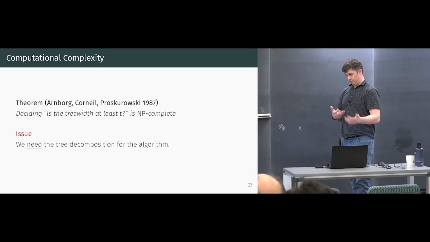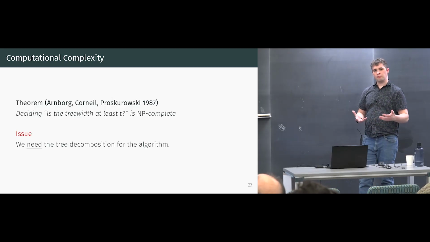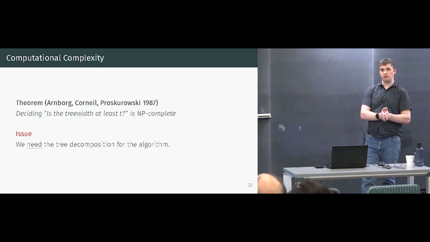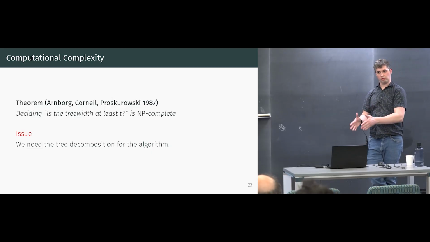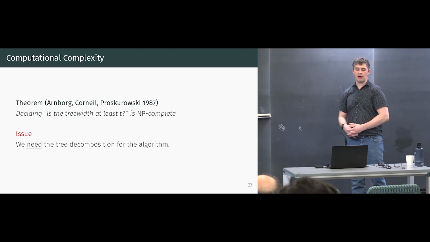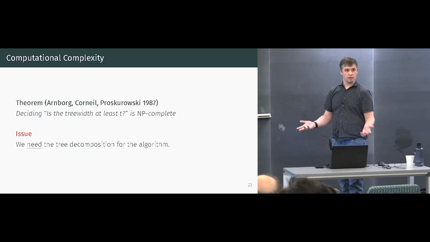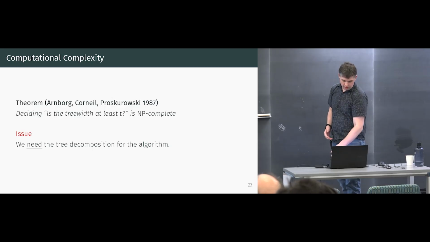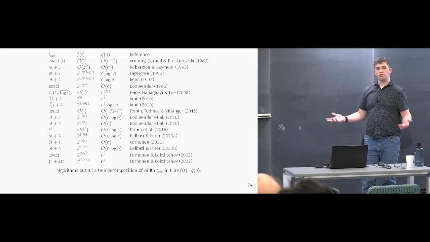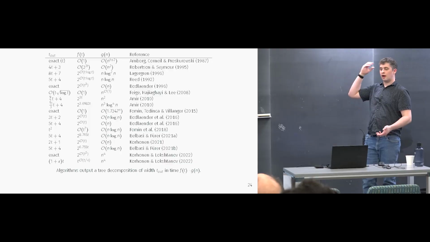And that's a little bit of a problem for the algorithm because we do need a tree decomposition in order to run it. It's not enough to just know what the tree width is. We need the actual tree decomposition in order to execute it. So you can get the tree decomposition however you choose. One option is approximation algorithms, of which there are many.